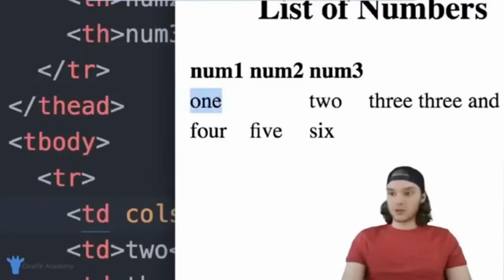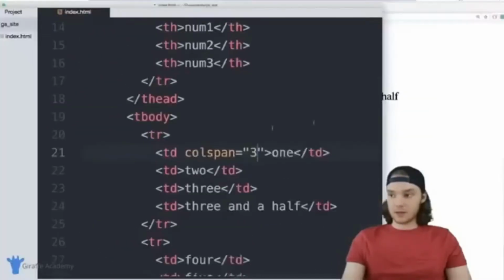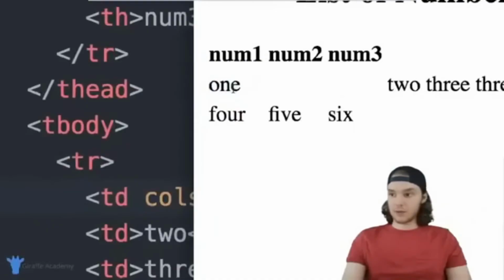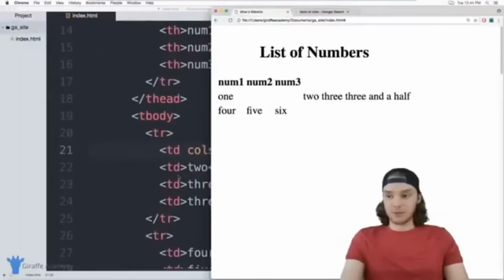So this one entry takes up 2 columns in the table, and then everything else gets pushed over to the side. So I could also say like 3, and now this will take up 3 columns, just like that. So you can control how many columns each individual table data is going to take up, and that really allows you to control like every aspect of your table.